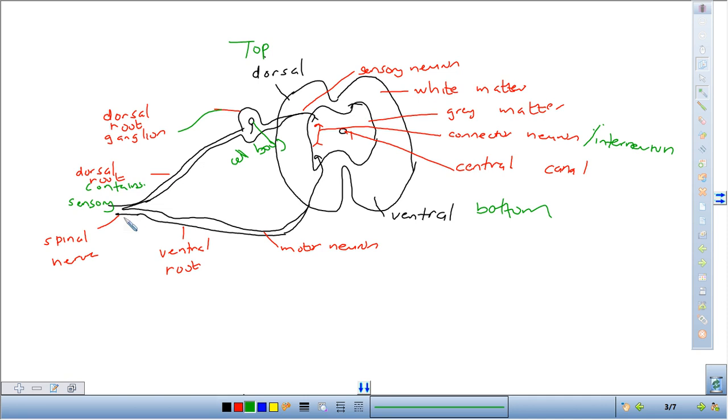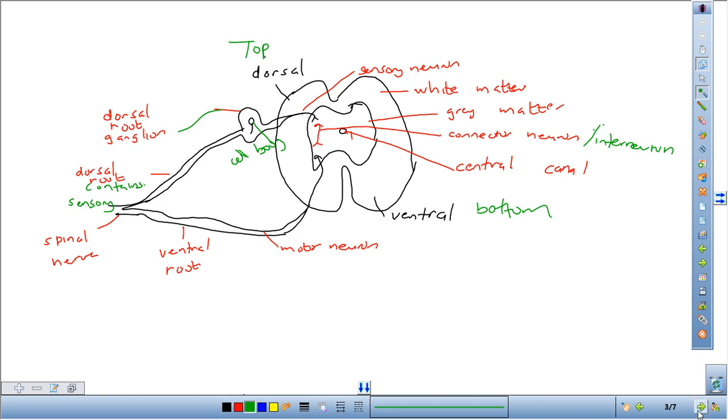So here comes the sensory neuron into the dorsal root ganglion, into the gray matter, makes a synapse there. Connector neuron makes another synapse. And there you get your dendrites of your motor neuron forming your ventral root to the spinal cord. This is the structure of the spinal cord.